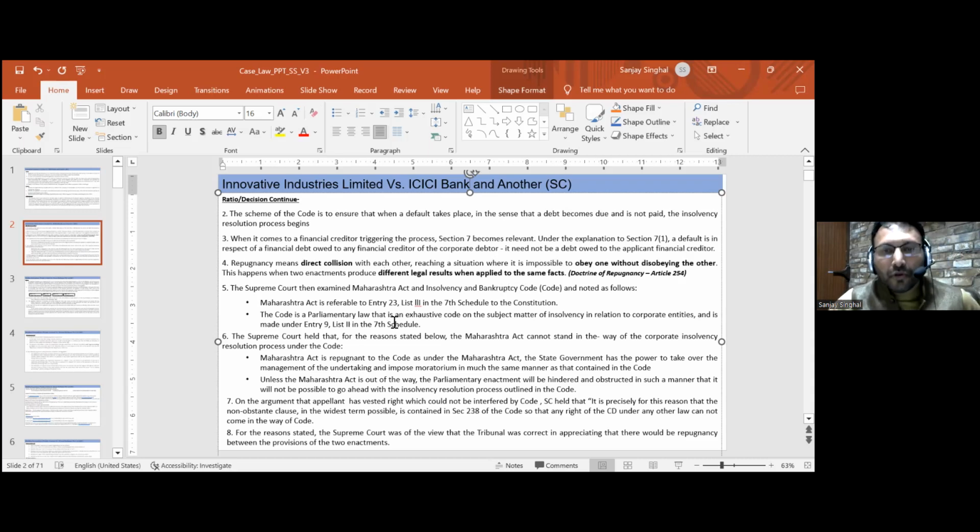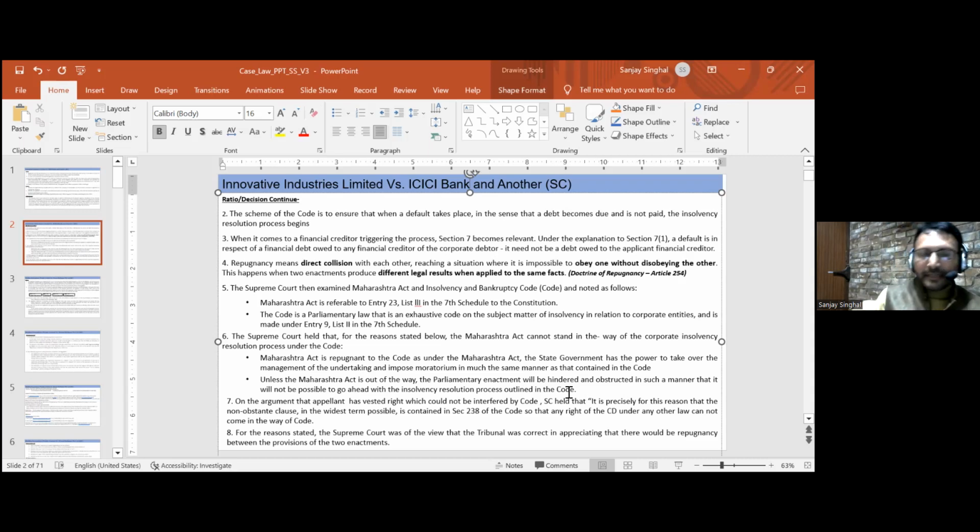Here the doctrine of repugnancy, Article 254 of the Constitution, comes into play, which says that when the codes of the state and central government are repugnant to each other, the act of the central government will override the act of the state government. The Supreme Court held that, for the reasons stated below, the Maharashtra Act cannot stand in the way of the CIRP under the code. One, the Maharashtra Act is repugnant to the code. Under the Maharashtra Act, the state government has the power to take over the management of the undertaking and impose a moratorium in much the same manner as contained in the code. Unless the Maharashtra Act is out of the way, the Parliamentary Act, the IBC code, will be hindered and obstructed, and it will not be possible to go ahead with the process outlined in the code.